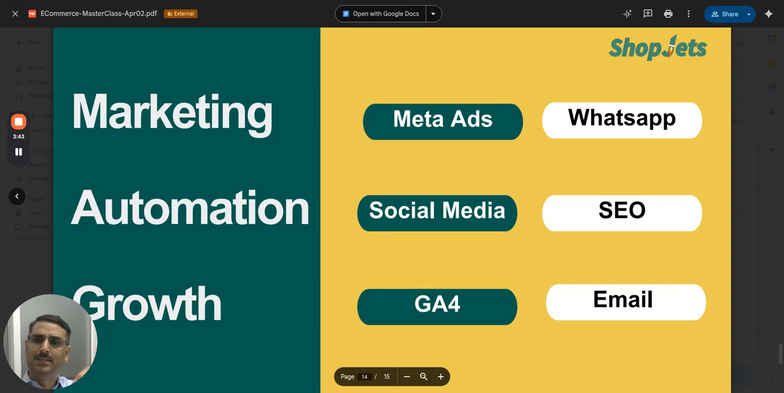Meta ads, that is the most popular way to reach your customers in India. Meta ads could include Facebook marketing, it could include WhatsApp marketing, it could also include Instagram. All this comes in that. And the social media is the organic presence that your brand needs to have.